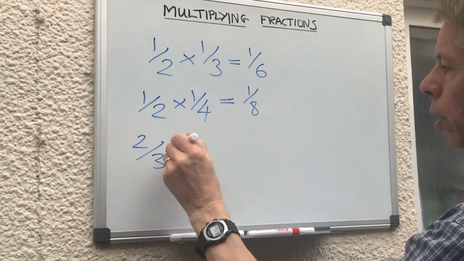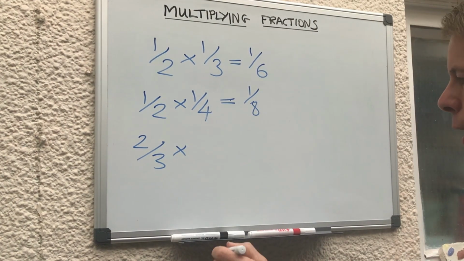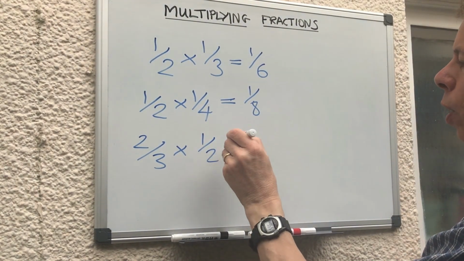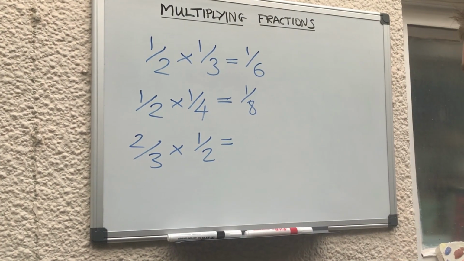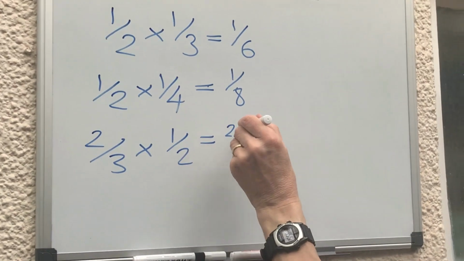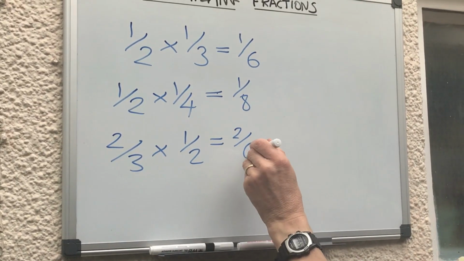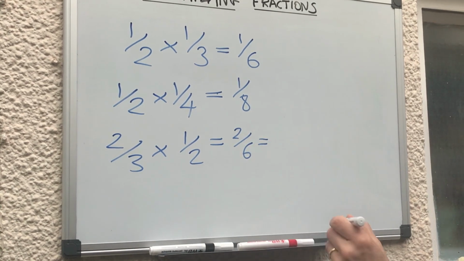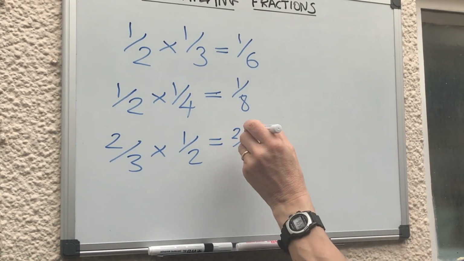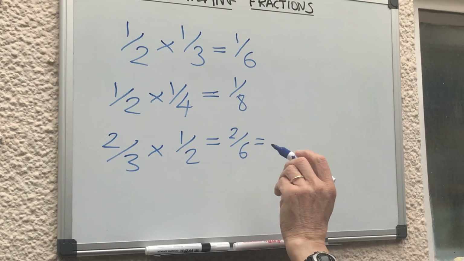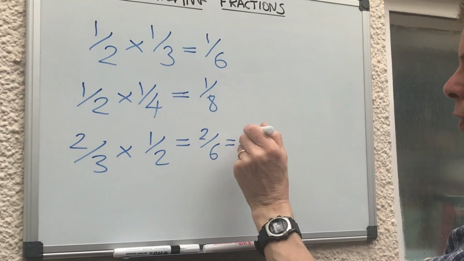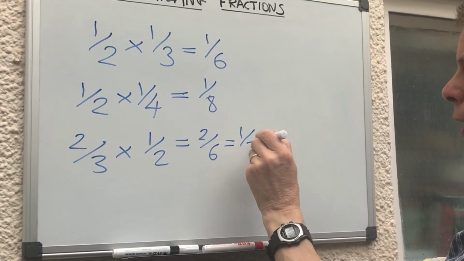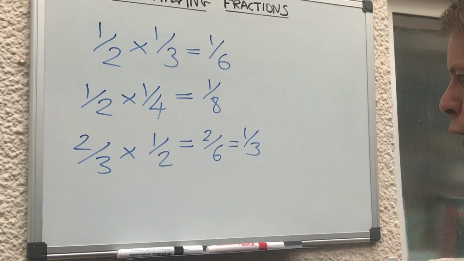2/3 multiplied by 1/2. Again, simply 2 times 1 is 2, 3 times 2 is 6, you have 2/6. As you can see, you could possibly simplify this one, or you should simplify it, otherwise, as I say, if you're doing an online test, you don't simplify, you would not get the answer right. So the answer is 1/3.